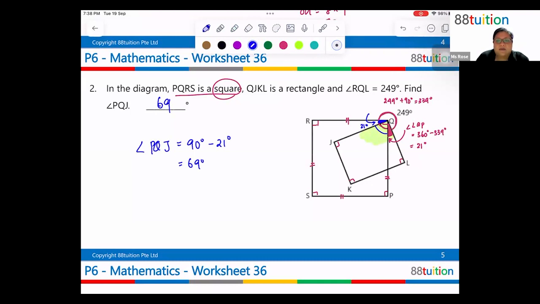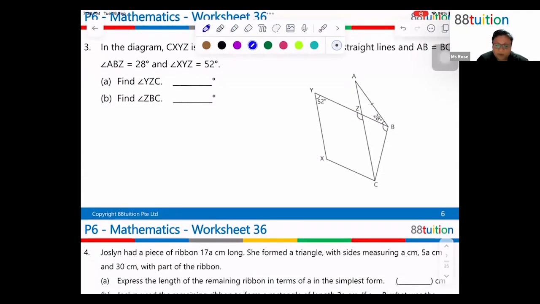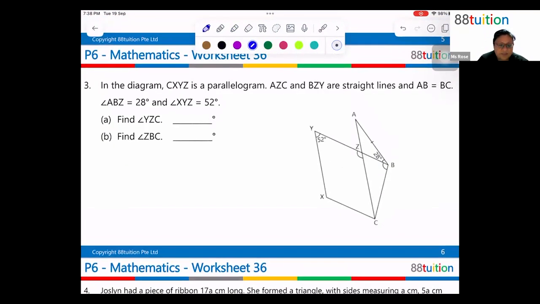Okay. Next question. Question 3. Again, you must read the question to see what information is given to us.